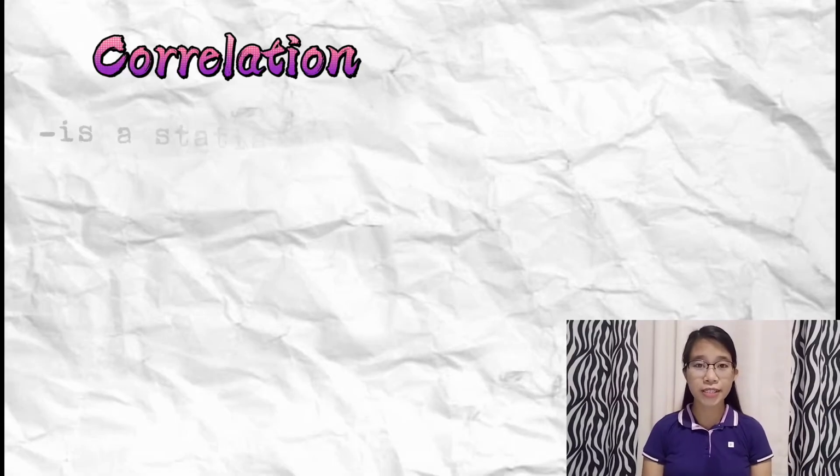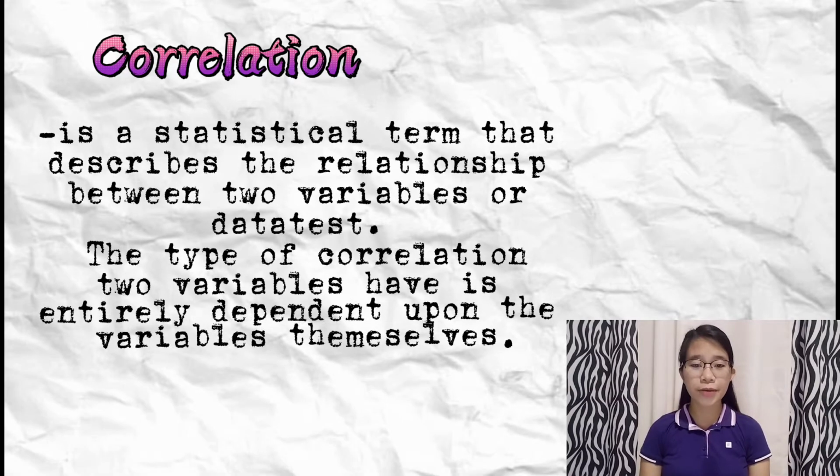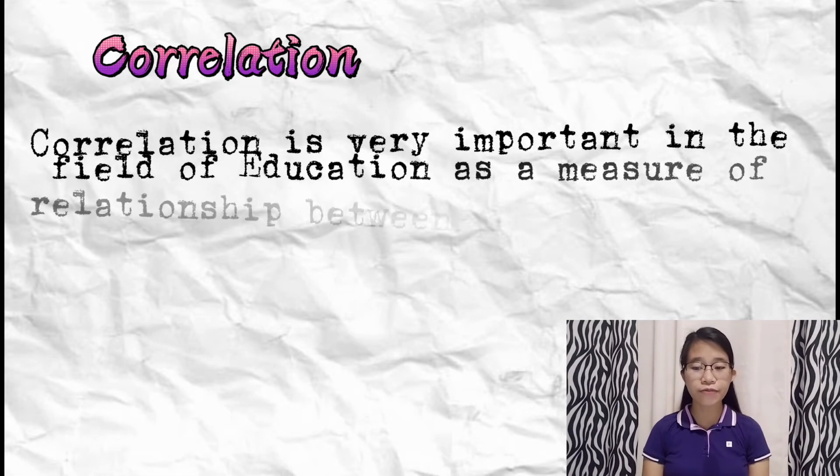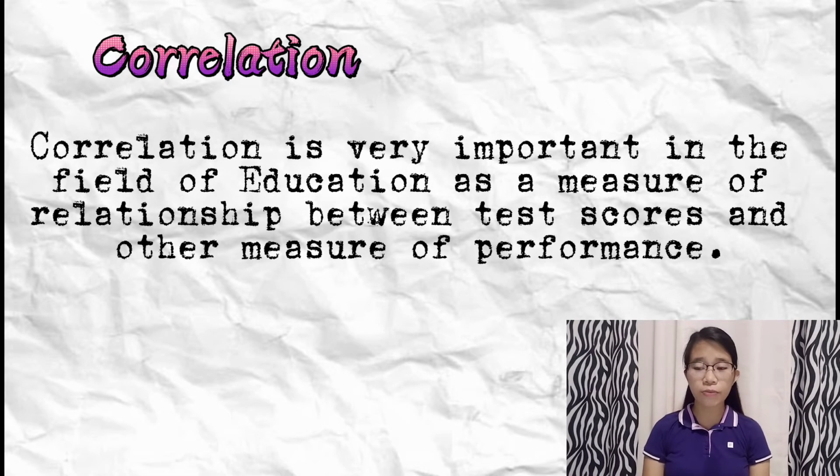Correlation is a statistical term that describes the relationship between two variables or data sets. The type of correlation two variables have is entirely dependent upon the variables themselves. Understanding the relationship is useful because we can use the value of one variable to predict the value of the other variable.